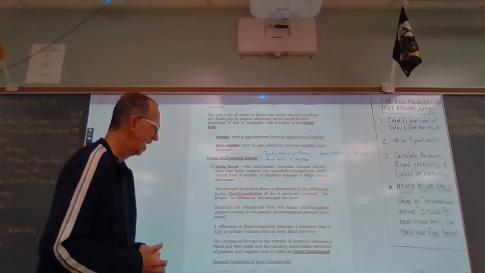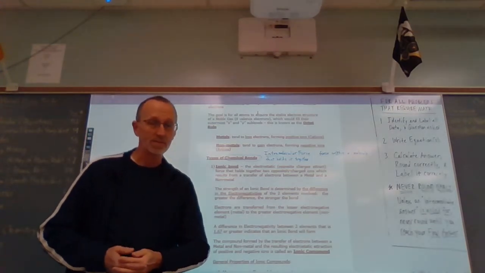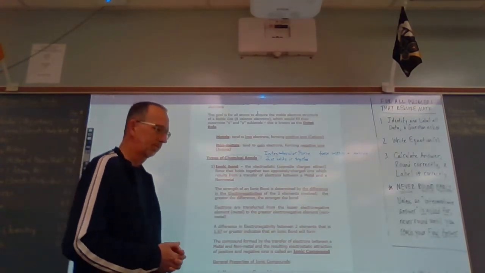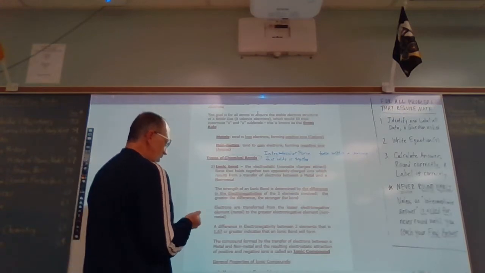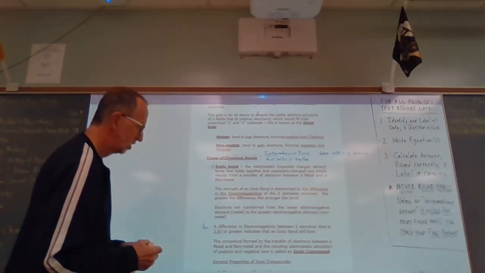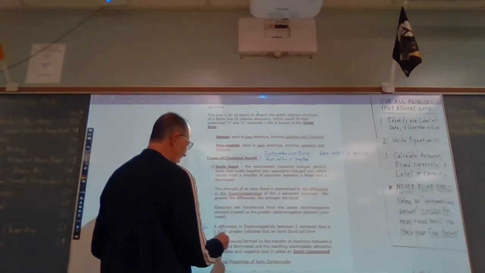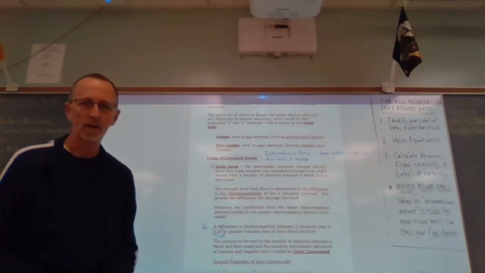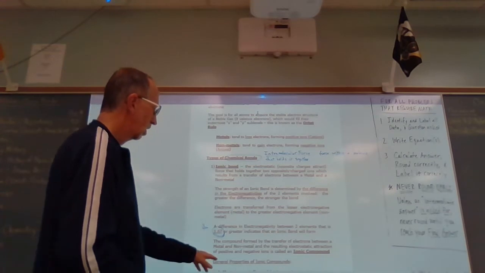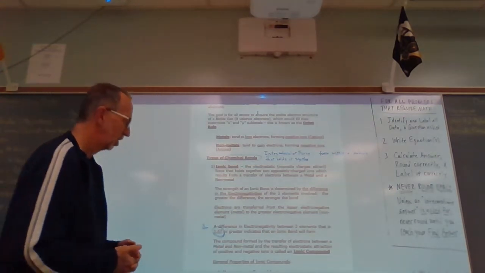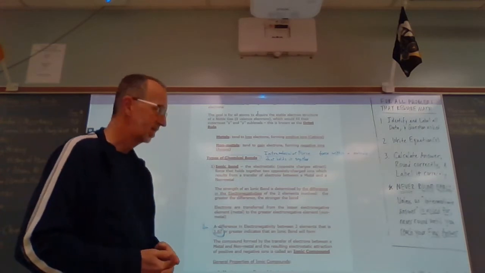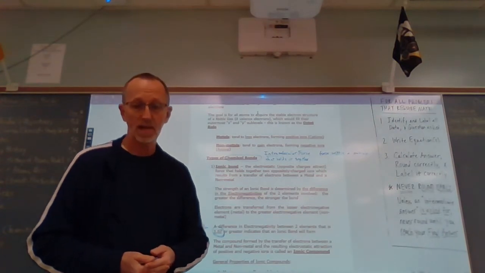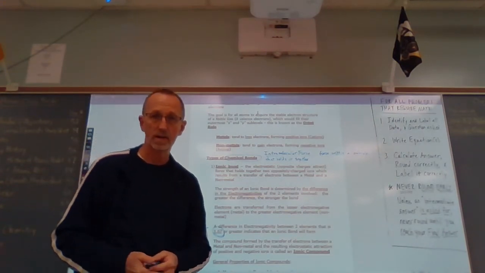So electrons are transferred from the lesser electronegative element, which are metals. Of course, they have very small electronegativity, to the greater electronegative element, the nonmetal. So here's the magic number right here, little star there. A difference in electronegativity between two elements that is 1.67 or greater indicates that an ionic bond will form between them, all right? 1.67 or greater. The compound formed by the transfer of electrons between a metal and nonmetal and the resulting electrostatic attraction of positive and negative ions is then called an ionic compound. So ionic bonding yields ionic compounds, right? Same name, right?